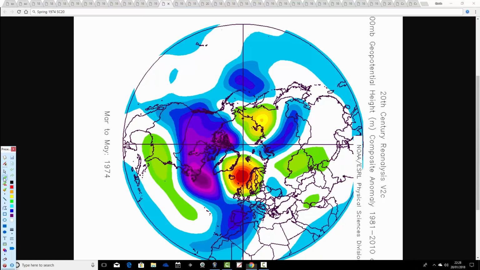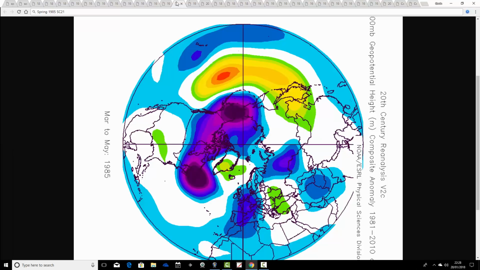1974 comes up next. This is from solar cycle number 20. This one has lots of below average pressure, below average heights out to the west and southwest, and then we have above average heights centering to our north, which means probably a lot of easterly winds through this spring, and I would have thought generally very dry as well. The summer of 1974 was very wet, but the spring looks like it should probably have been really quite dry.